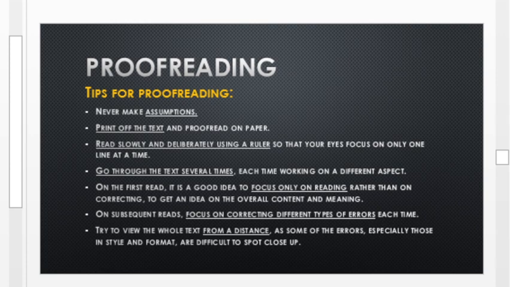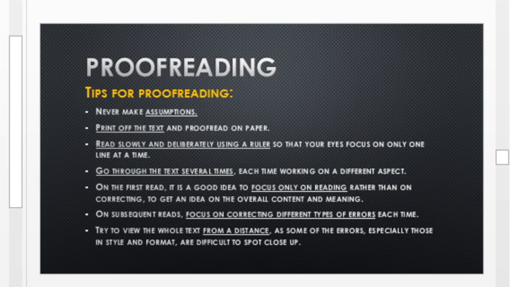So to make a proofreading process a success, first, never make assumption. You cannot assume the next sentence would be connected to the previous sentence. That's why one of the tips is that you must make sure that you disconnect your mind from other things so that you can focus. And in proofreading, you can print out the text and then you proof it on paper. So while you are proofreading it on paper, you can read slowly and deliberately, use a ruler maybe.